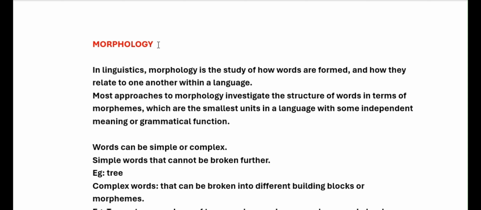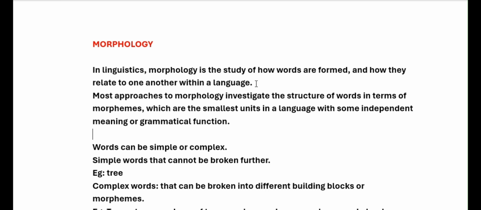Today's topic is morphology. As we are continuing the linguistic series, this is the second part of the series, and morphology will be composed of more than two lectures, or maybe two lectures, because I have to teach you many things in this branch. So let's see what morphology is first.